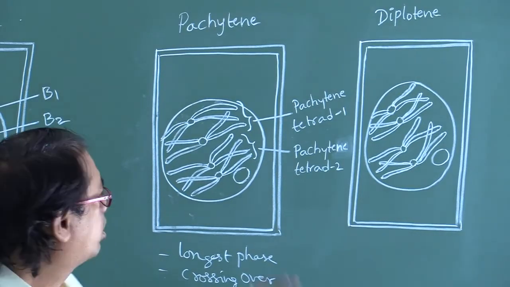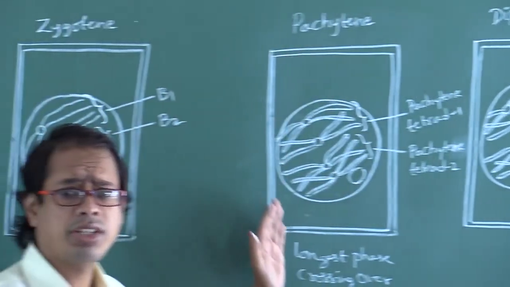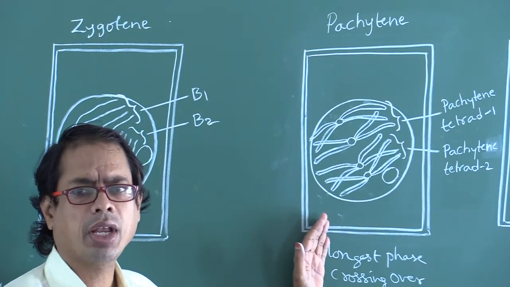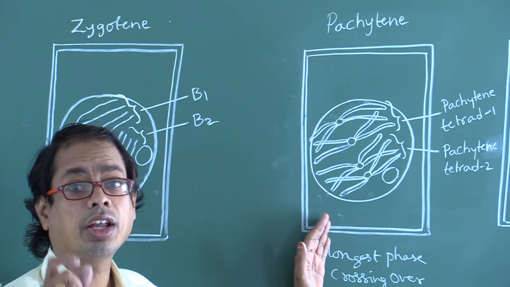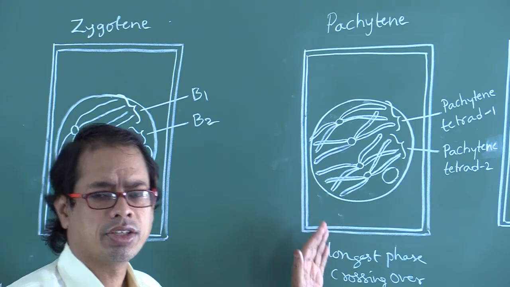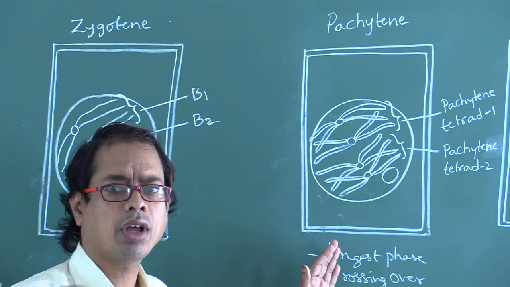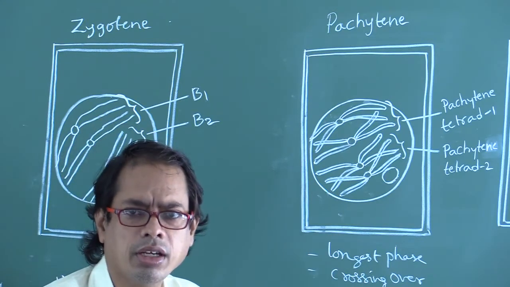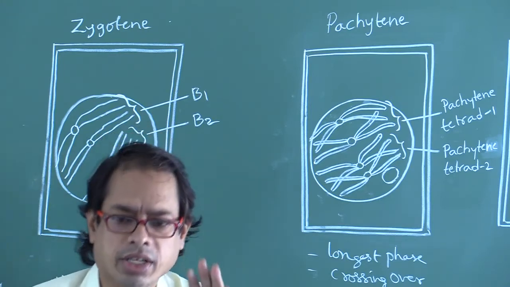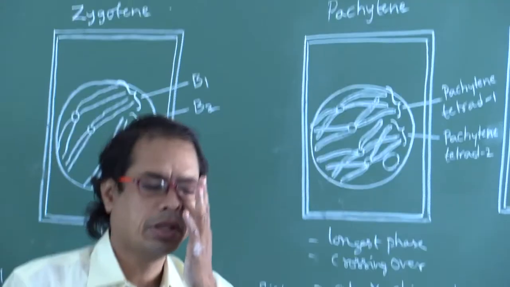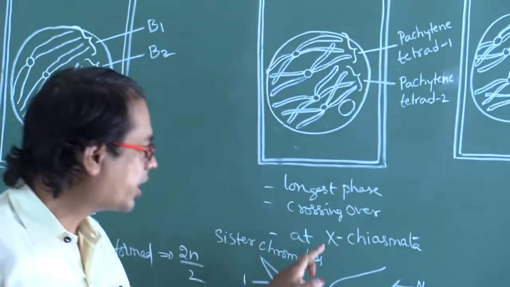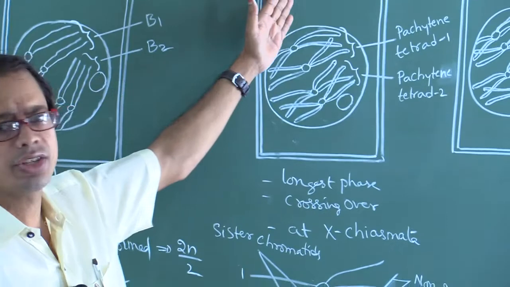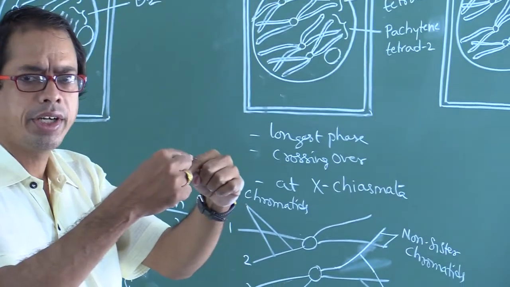Okay. So, this crossing over is an enzyme mediated process. The enzyme involved in crossing over is recombinase. The site of crossing over or recombination is the recombination nodule. The X-shaped structures are called chiasmata. So, this is about Pachytene stage. Now, crossing over is completed.